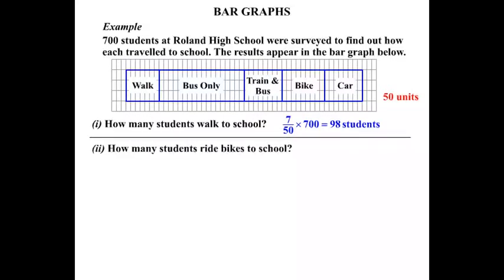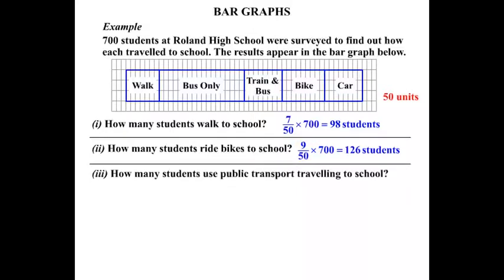How many students ride bikes to school? So again, we look on our bar graph. This time there's our bike section. And measure across, we find there are 9 units, 9 units out of a possible 50 units. So that's the fraction, 9/50ths ride their bikes. That's the fraction. But how many people? Well, it's of 700 students. So we multiply the fraction by the 700 and we get 126. So 126 students ride bikes to school.